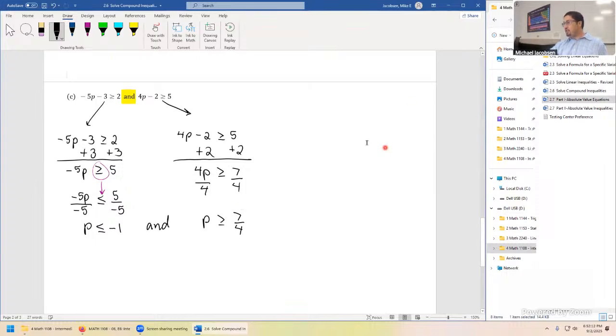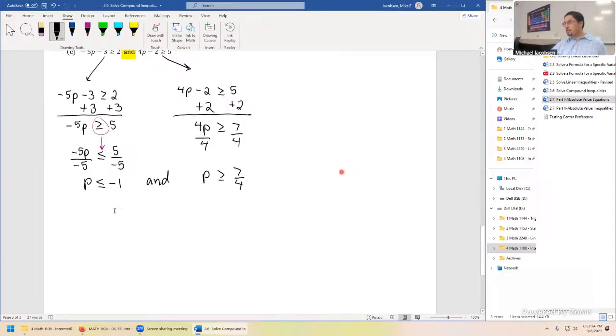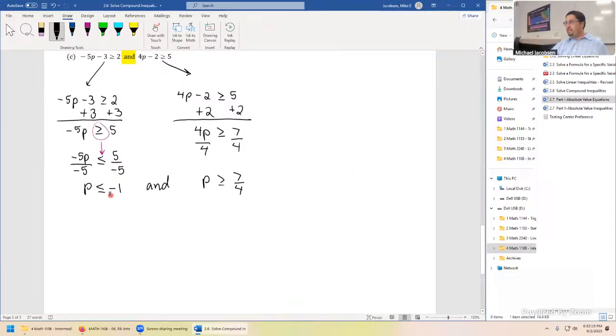So we have two conditions on our solution set that we're looking for. We have to have, once I get this scrolled, there we go. We have to have p is less than or equal to -1, and all at the same time, p has to be greater than or equal to 7/4.